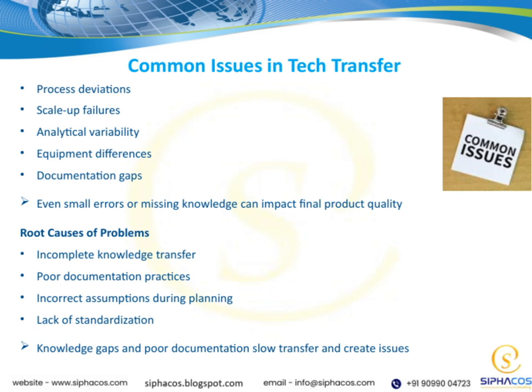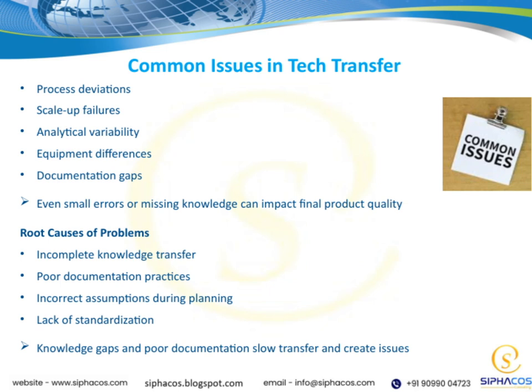Analytical variability, or differences in test results, can also create uncertainty about product quality. Equipment differences between facilities can introduce unexpected variables, making it harder to achieve consistent outcomes. And of course, documentation gaps, missing or incomplete records, can cause significant issues down the line. Even small errors or missing knowledge can really impact the final product quality, which is why understanding the root causes of these problems is so important.